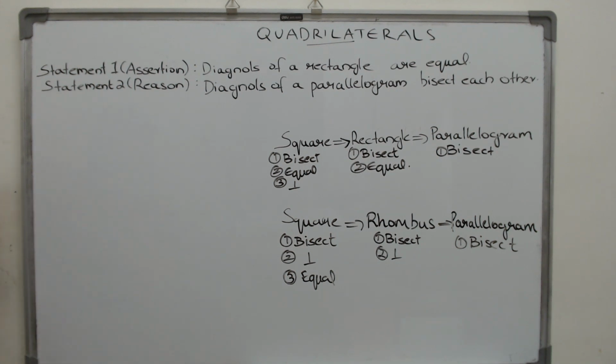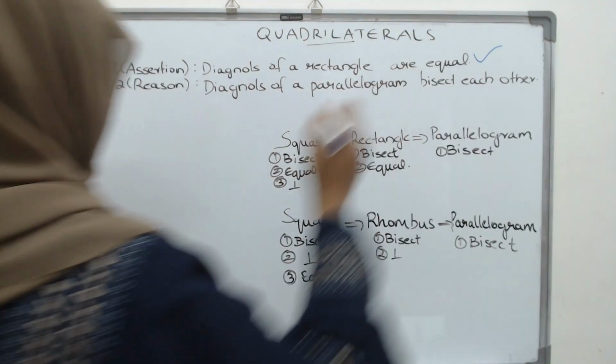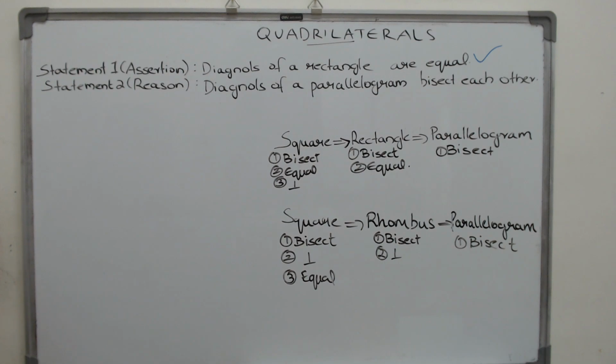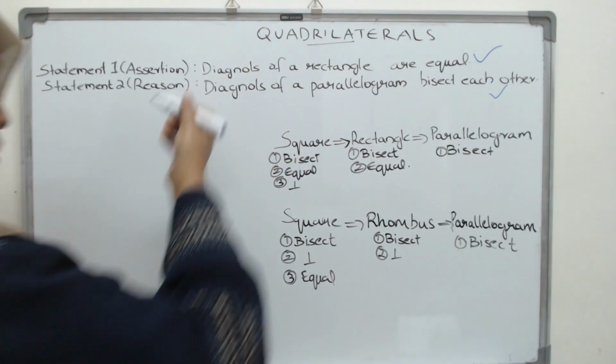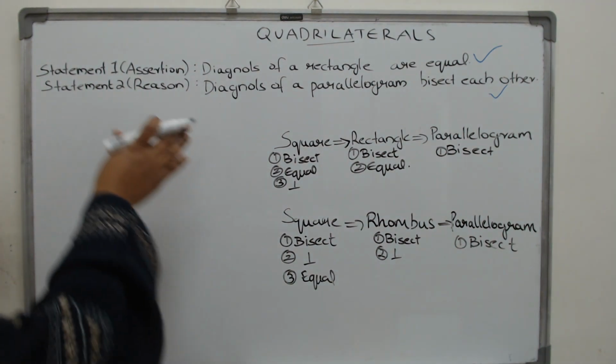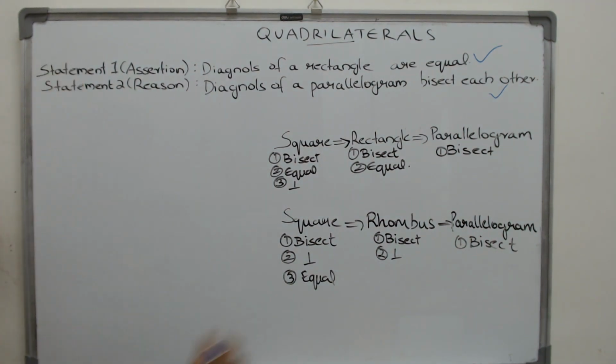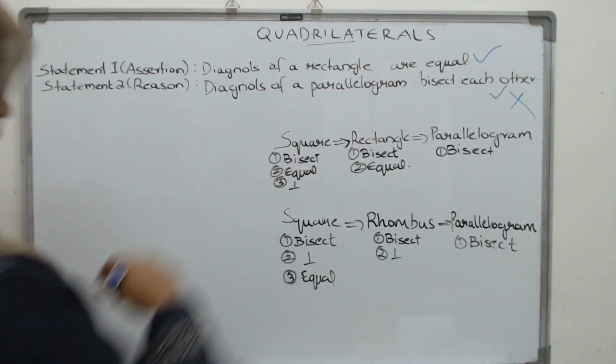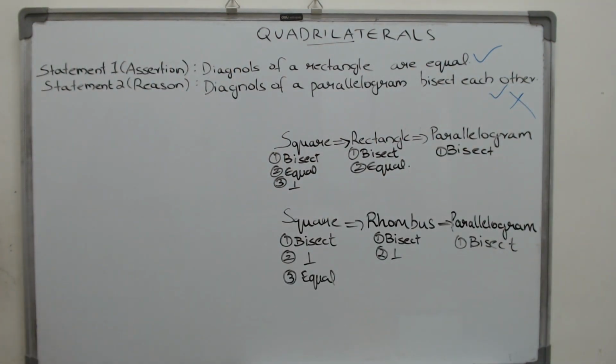What does the question say? The diagonals of a rectangle are equal. Is it correct? Yes, it is correct. Diagonals of a parallelogram bisect each other. Is it correct? Yes, it is correct. So both the statements are correct. Is the second statement the reason for the first? No, not in any way. Both are correct, but the second is not the explanation of the first.